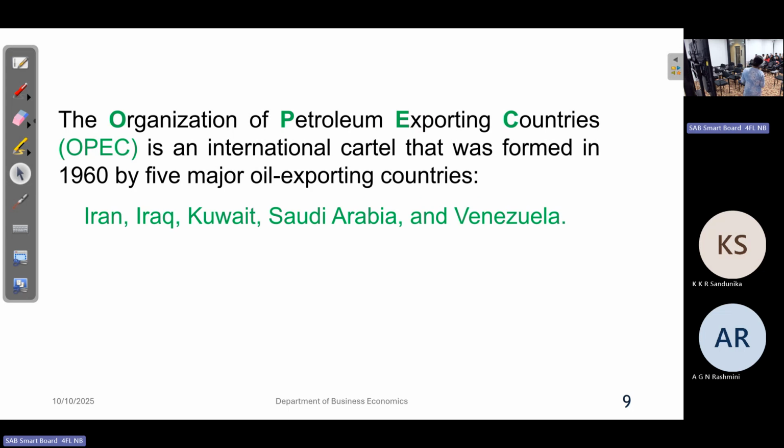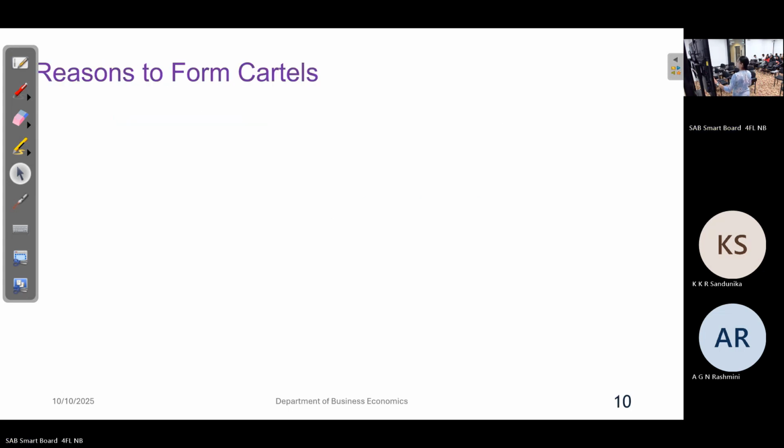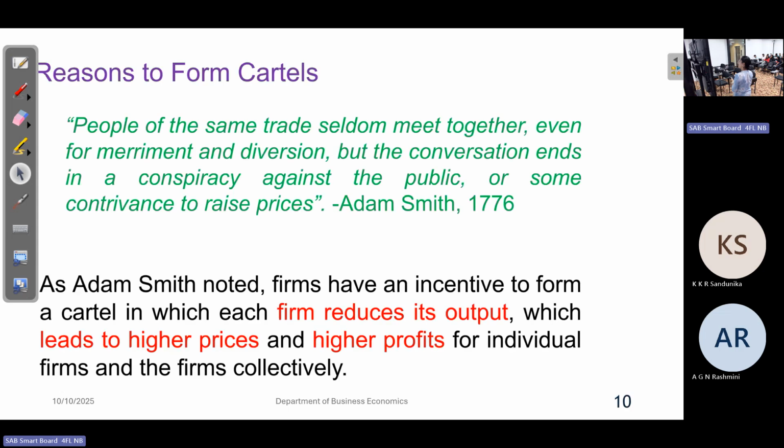So that's a cartel, right? Together they decide how many barrels of crude oil are to be supplied for the global demand, and also what price is to be charged per barrel. Understood? So that is how they decide. So why are they forming a cartel? What is the reason to form a cartel?